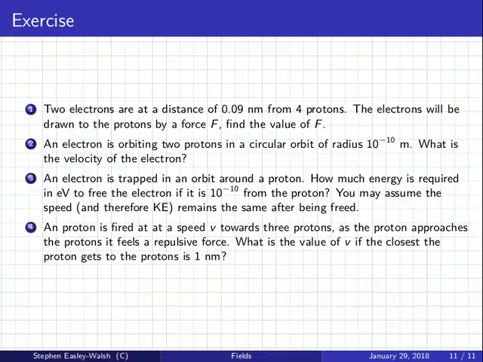How much energy is needed to free the electrons? You may assume that the kinetic energy remains the same after being freed. So, you have the potential and the kinetic at the start equals potential and the kinetic at the end, but the kinetics, we say, don't change. So what has happened is it has a negative potential, and you've given it energy to make that negative potential 0. So the question is just what's the potential energy? And we have a formula for that.